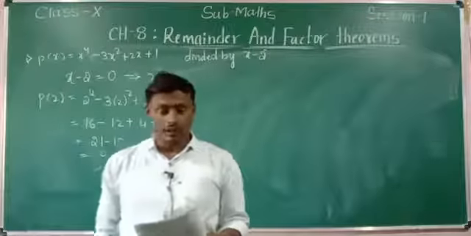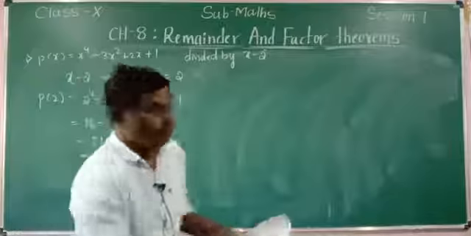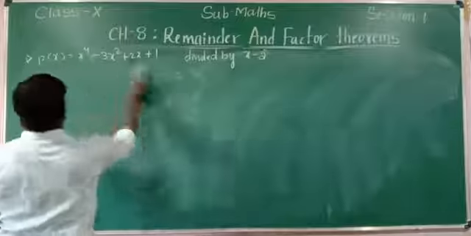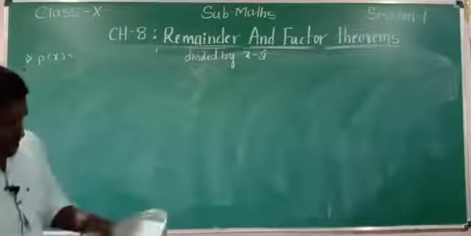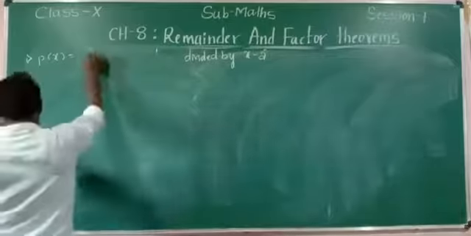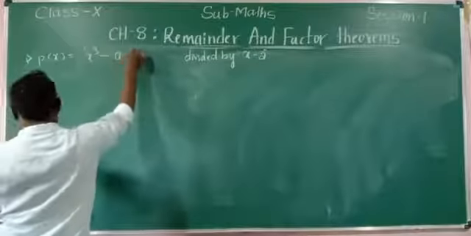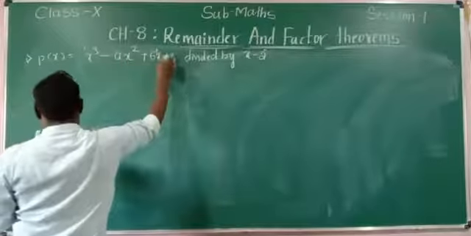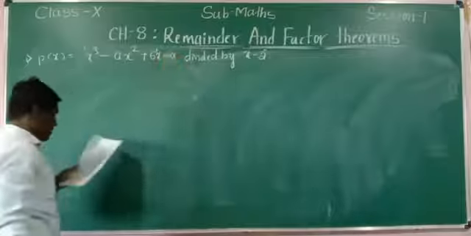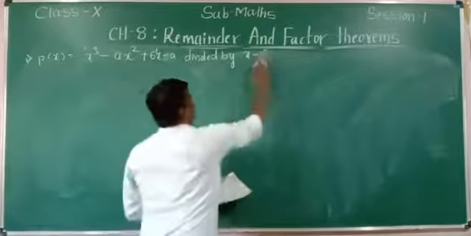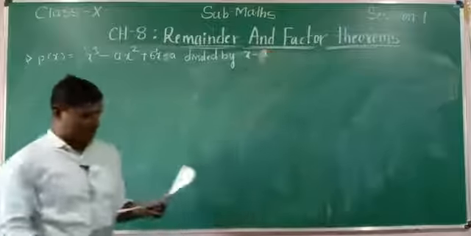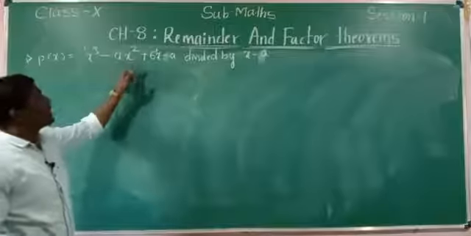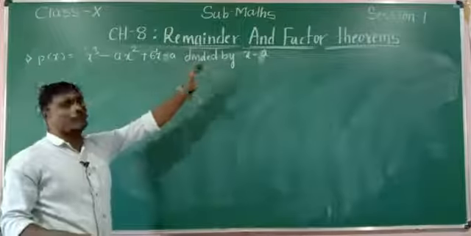Find the remainder when p of x is equal to x cube minus a x square plus 6a minus a is divided by x minus a.